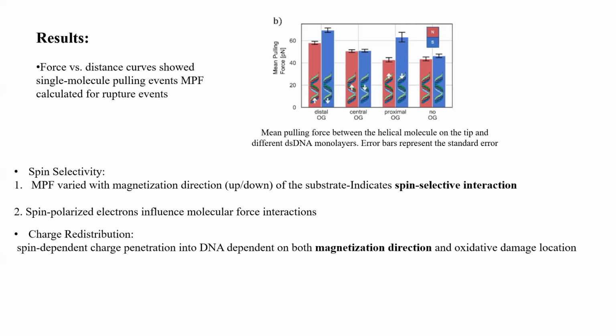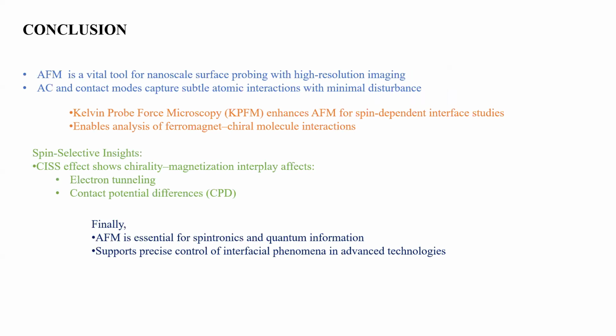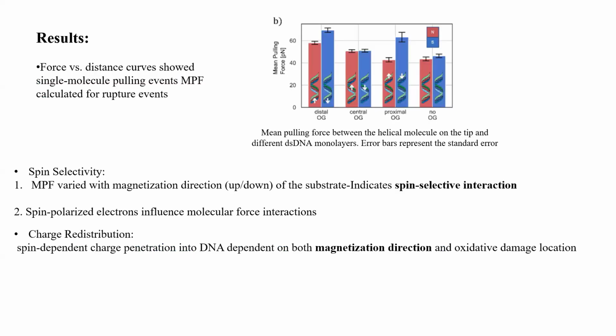It was also seen that redistribution of charges within the DNA on the ferromagnetic substrate was observed. That is, the amount of charge penetrating into the DNA from the ferromagnetic substrate depends on the magnetic or spin orientation of the emitted electrons and the oxidative damage. It is crucial to emphasize that the spin-based recognition mechanism is effective over distances much greater than what was predicted in the standard exchange force calculations.